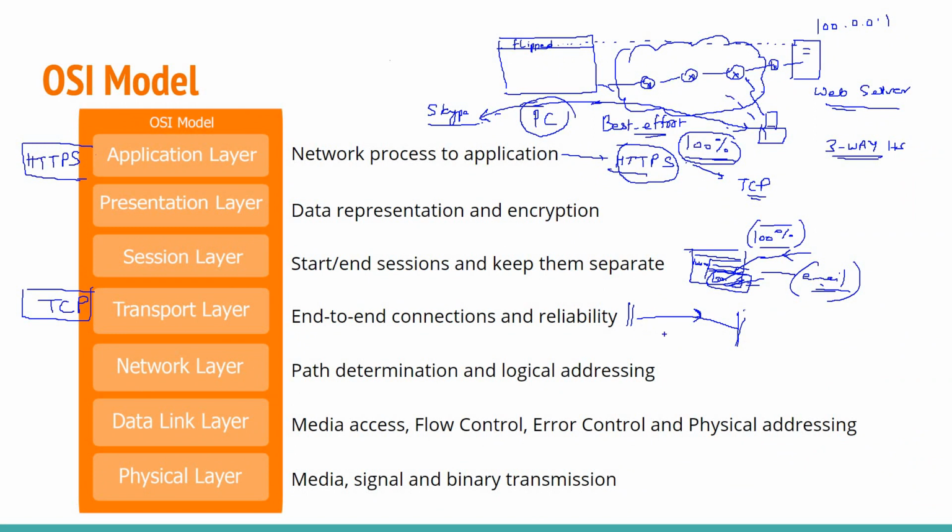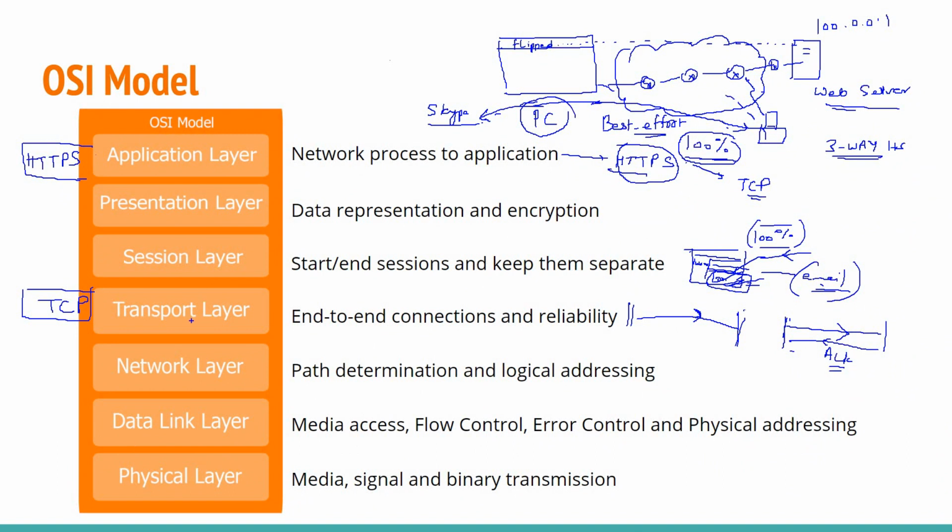To ensure reliability, what happens in TCP, the Transmission Control Protocol, is that for every datagram or segment that is sent, you would receive an acknowledgement back. So it totally relies on acknowledgement to ensure that 100% data is transmitted when we use TCP.